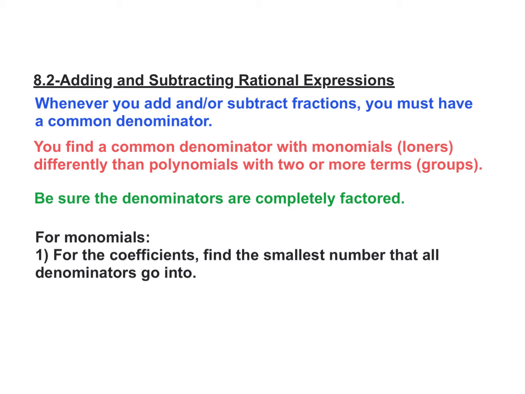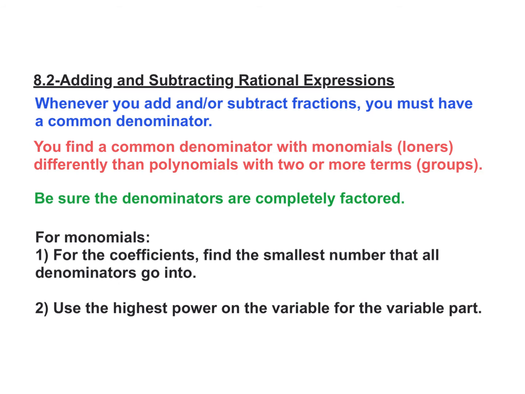The variable parts are easier. For the variable parts, you just use the highest power on the variable. Now, here's what's important. If one term doesn't have a variable and the other one does, then the highest power is the one that exists. And that's how you come up with your least common denominator for a loner, for a monomial. Now, we'll get to what we do after that in a minute. But our priority right now is just to find the common denominator. Like I said, sometimes there aren't going to be monomials, sometimes there are only going to be monomials, and sometimes there's going to be a combination of both.